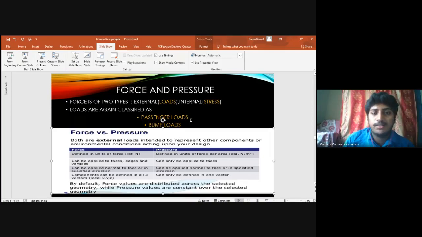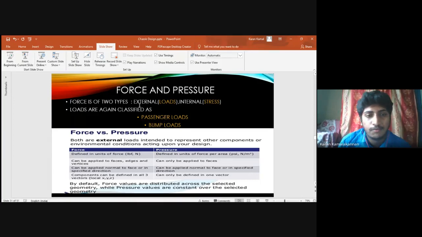Okay, because pressure is force per unit area, pressure is distributed along the member, not at a particular point. So if you are giving force, you should give it only at nodes, and if you are giving pressure, you should give it only at the members and not at nodes. Okay, that is what I want to convey.